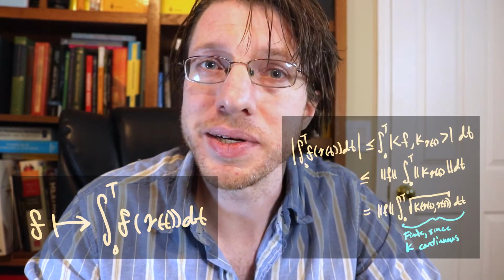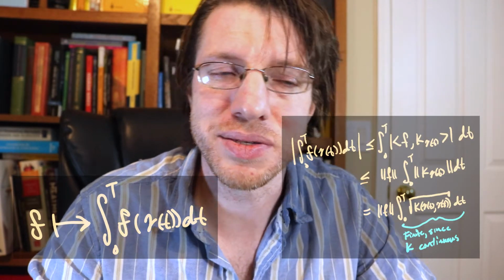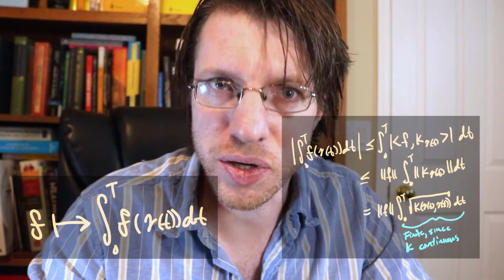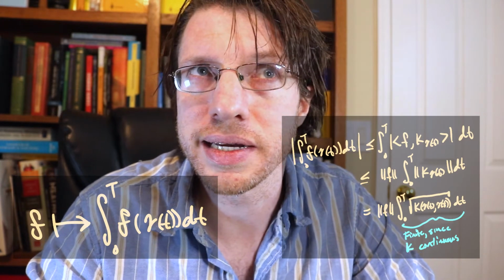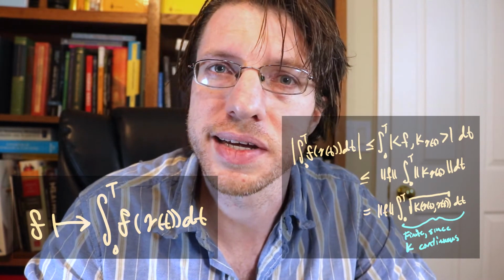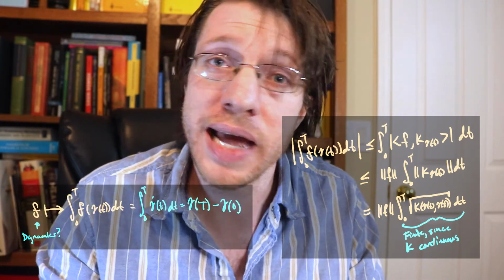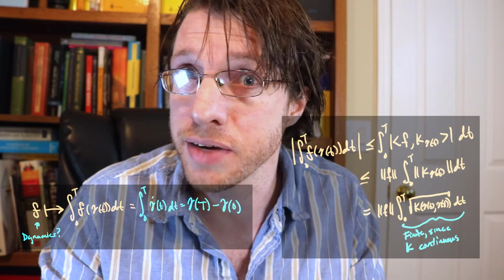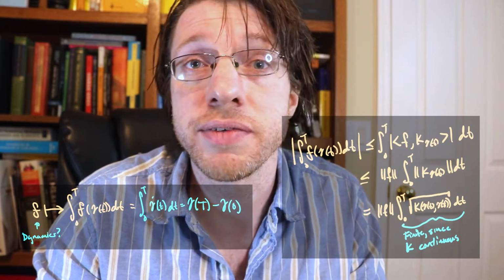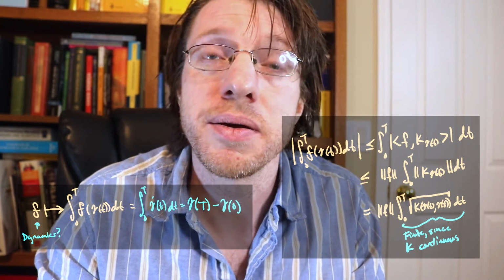Since capital T is finite, this is a compact set, and it's very straightforward to show that this ends up being bounded, provided that gamma is continuous and provided that f is also continuous. I think that's actually all you need. You don't even need f continuously differentiable in this case. If f were the dynamics we were looking for, then f of gamma of t should be equal to just gamma dot of t. And so this integral should give us gamma of capital T minus gamma naught.